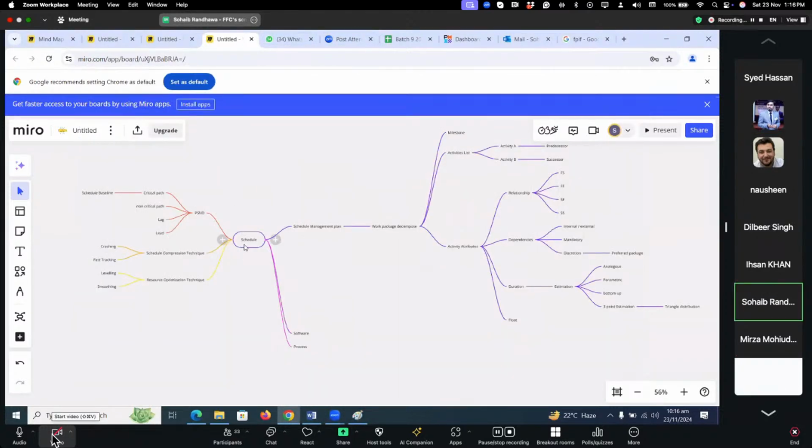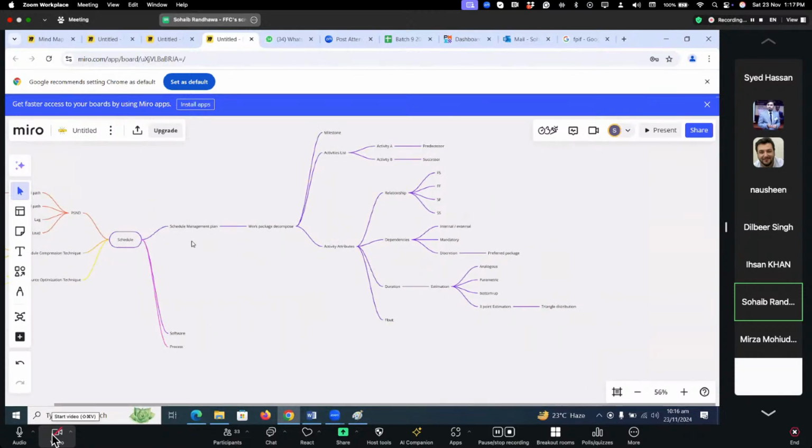Okay, then we study schedule. We have the schedule network diagram. It has the critical path and schedule baseline, non-critical path, lag, and lead. Then we have schedule compression techniques, crashing and fast tracking. Then we have resource optimization techniques, leveling and smoothing. And okay, just a minute.